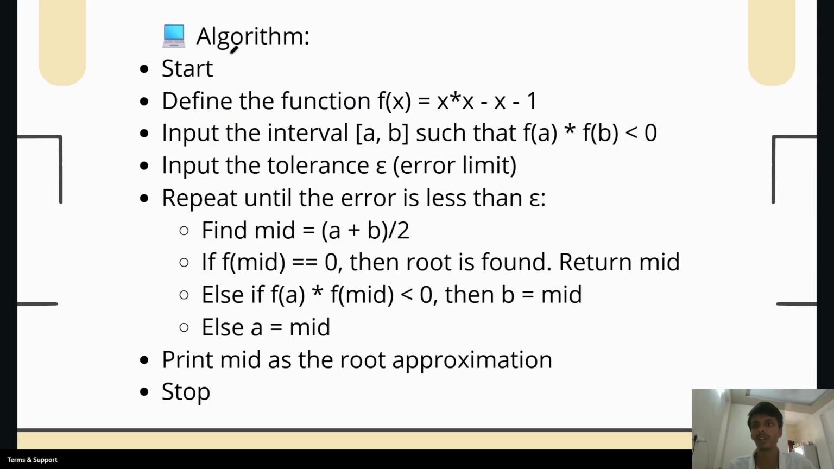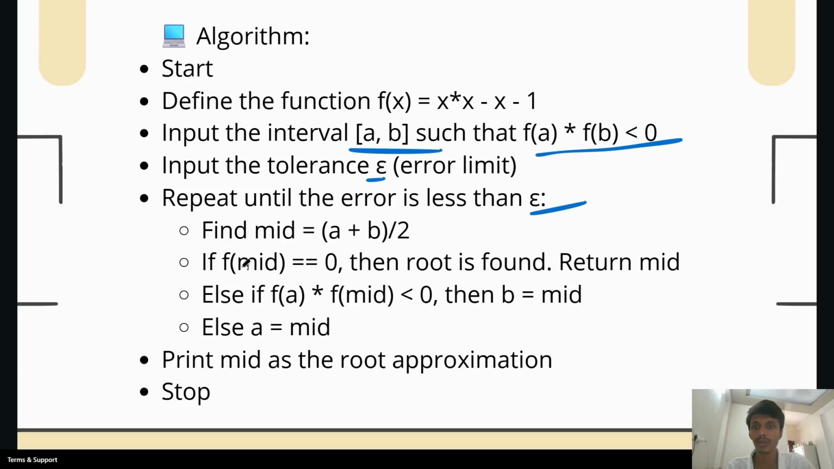First we see the algorithm for the bisection method. Start the algorithm, define the function f(x) equals x square minus x minus 1. Input the interval a, b such that f(a) times f(b) is smaller than 0, because we have to take a negative and a positive value so that the root lies in between them. Input the tolerance epsilon, which is the error limit. Repeat until the error is less than epsilon.